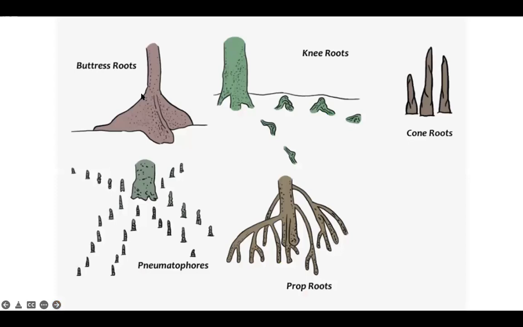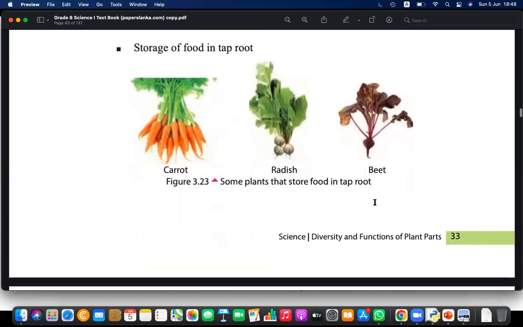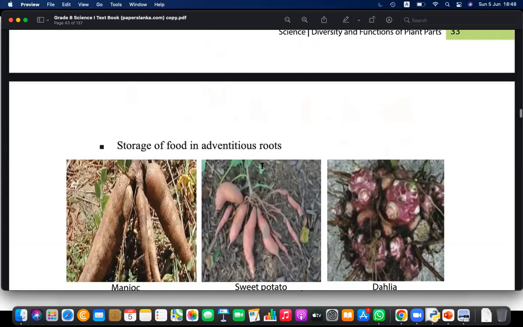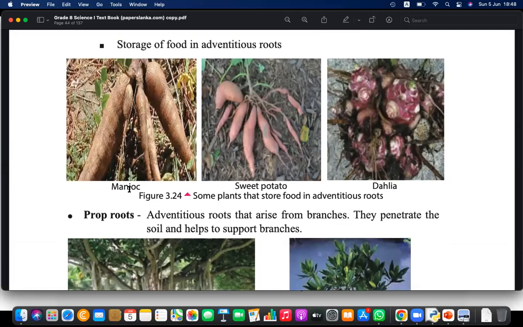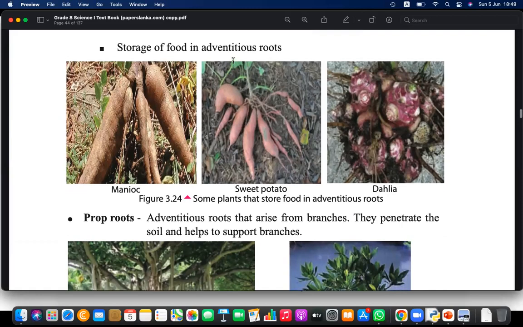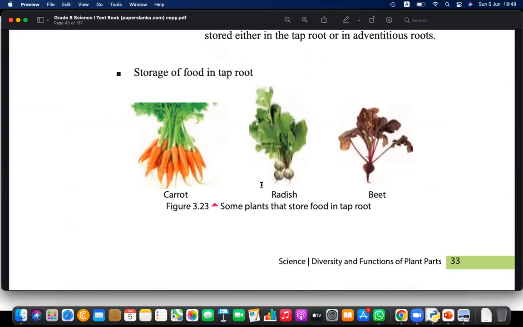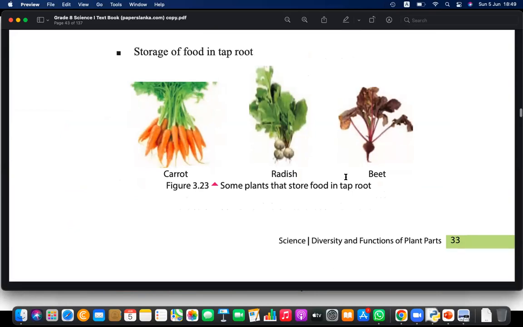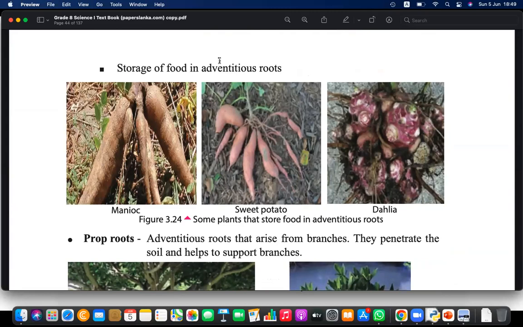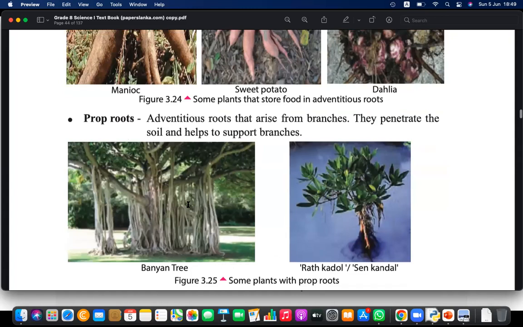And so we learn about different roots, prop roots. So let's move to the book. We learn about this taproot system, radish, beet, carrot, storing food. And you can see cassava. So these are adventitious roots, right? Adventitious root. It's not taproot, right? Here, these are taproot. Taproot means main root, right? But these are adventitious. You can see sweet potato. It's not taproot, it is adventitious roots. Dahlia, cassava. So these things are examples for adventitious.